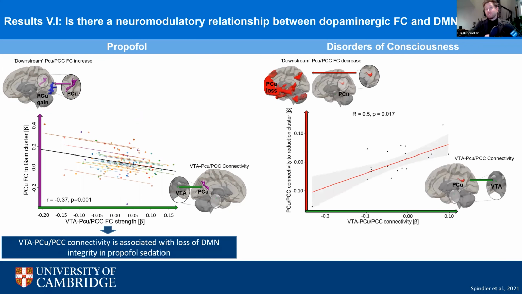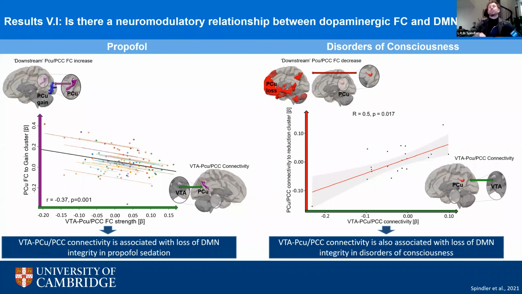In the case of disorders of consciousness patients, very strikingly, the more the VTA became disconnected from this posterior network node, the more the default mode network fully disintegrated in terms of losses of connectivity, not non-specificity as in sedation, but in both cases, we see a putative neuromodulatory relationship here. That's very important because thus far, we have been missing any feasible direct mechanisms for what might underpin these large-scale network dysfunctions. And dopaminergic disconnection might be one such mechanism.